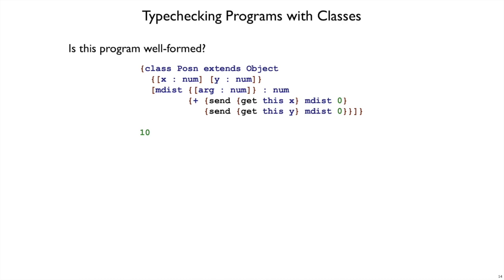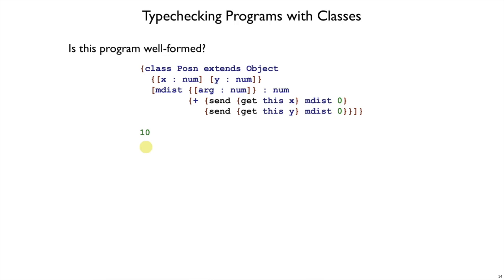Let's try some examples to see what kinds of programs should be allowed or disallowed with a typed variant of class-oriented Curly. So here we've got a program where we've got a class declaration, which matches the grammar of a class declaration, and we've got a main program 10. Now, clearly when we run this program, we would just get 10.